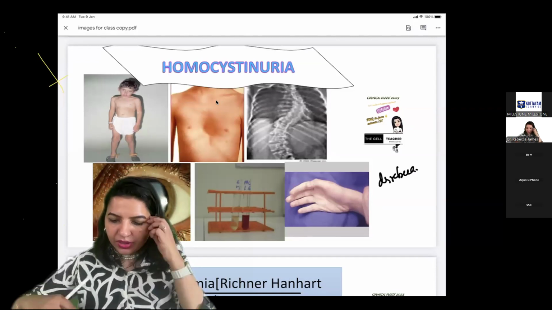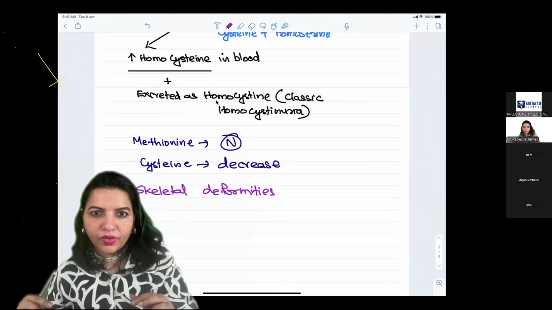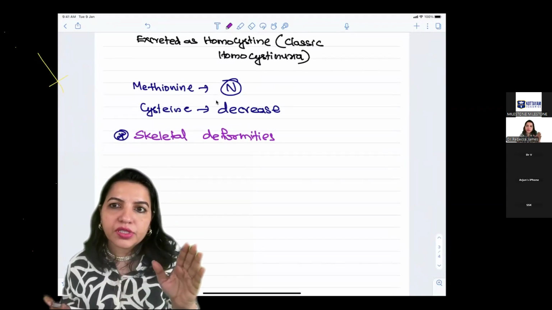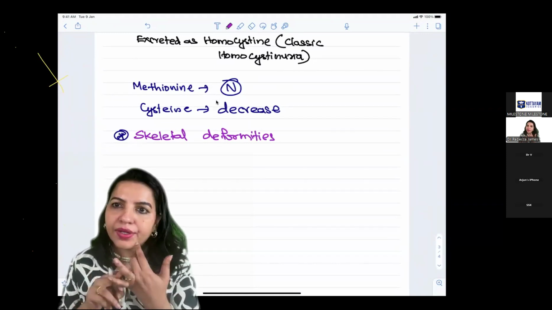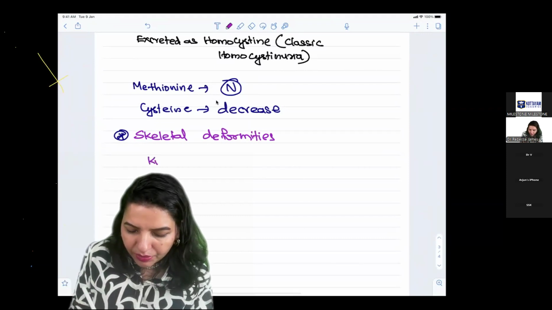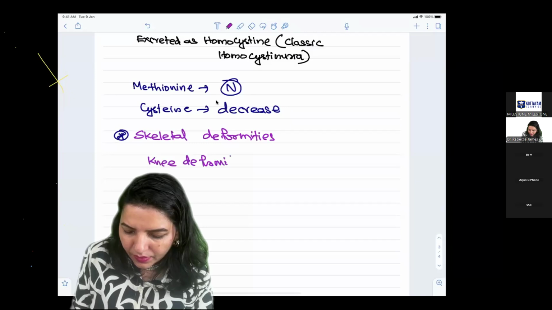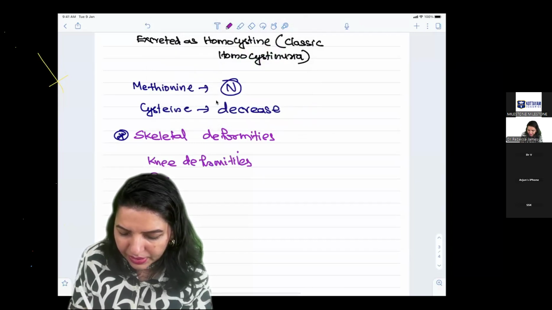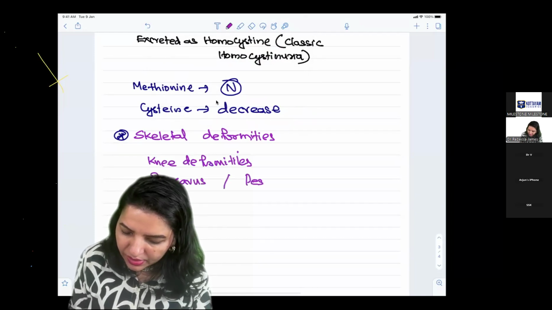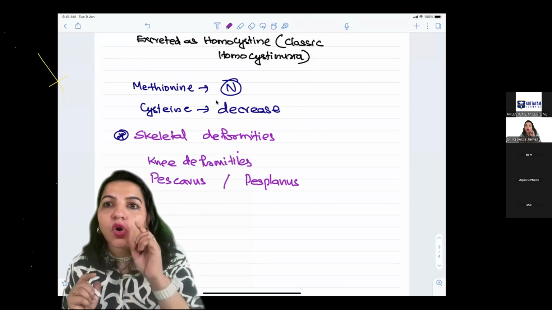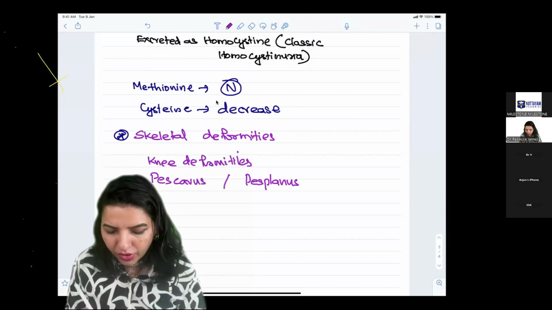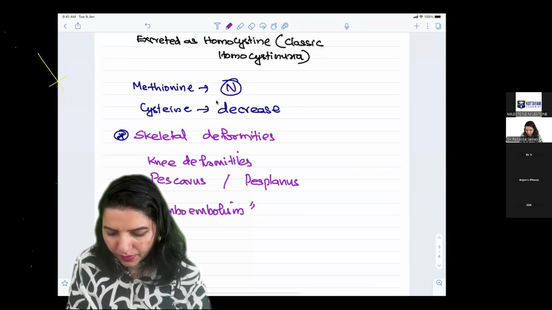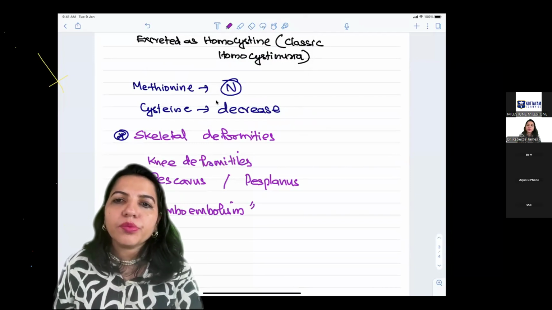Okay, so does anybody have any problem? So skeletal deformities, mental retardation, then genu valgum. If you want to add, you can write genu valgum or varum. That means the knee deformities are there. So apart from the knee deformities, then pes cavus or pes planus, plus homocysteine is a risk factor for thromboembolism or thrombosis.